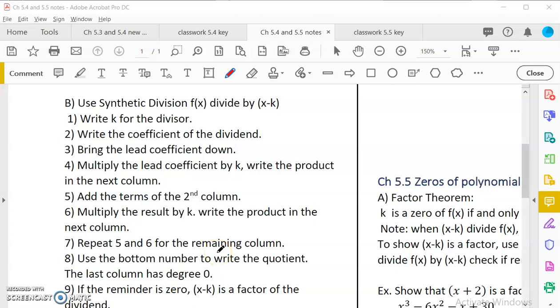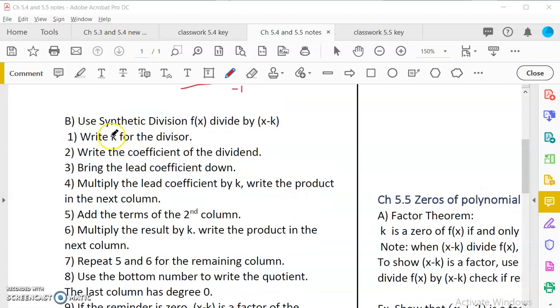Hello, college algebra student. This video is for chapter 5.4, dividing polynomials. So we will introduce something called synthetic division, which is a shortcut method for dividing a polynomial by x minus k. So it's always in this format, x minus k.